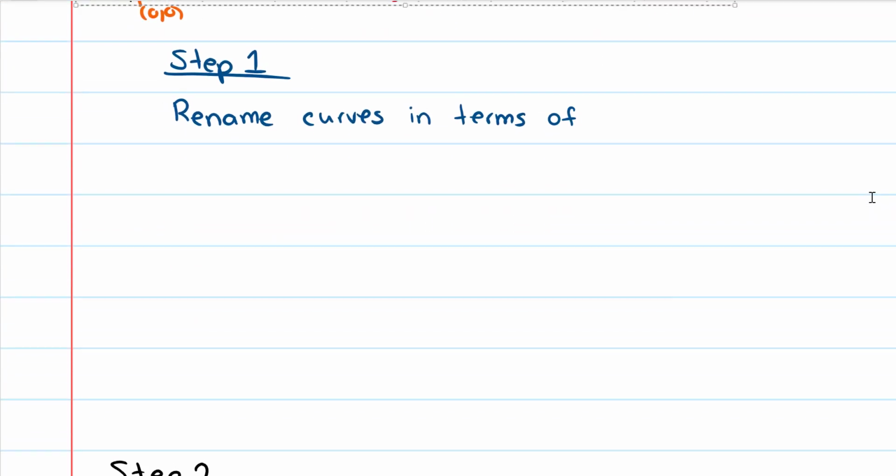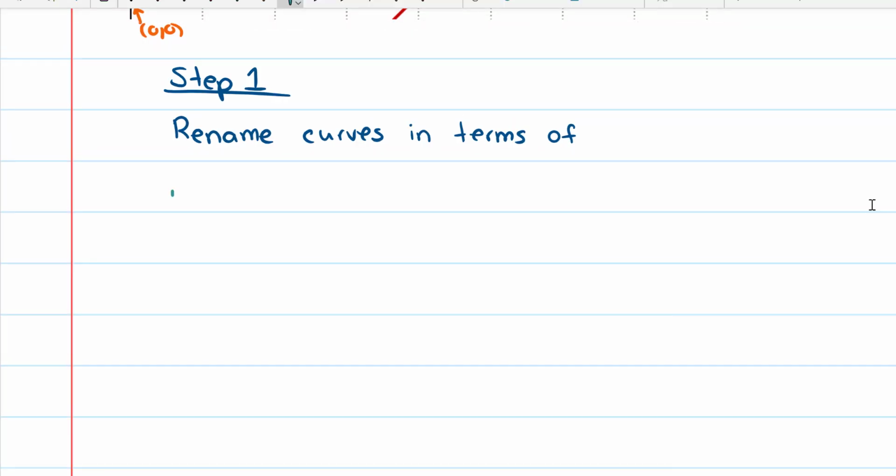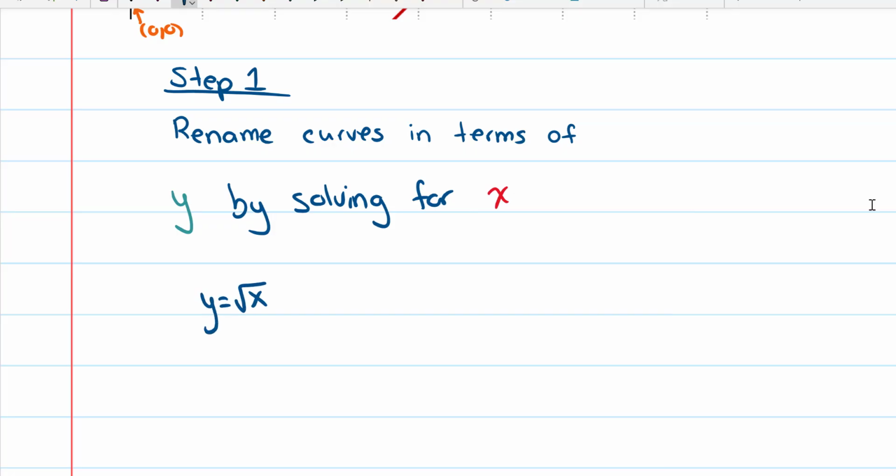So step 1 is to rename the curves in terms of y by solving for x. So if you have y equals the square root of x, you get that x is equal to y squared by squaring both sides. And if y is equal to x minus 2, you get x is equal to y plus 2.